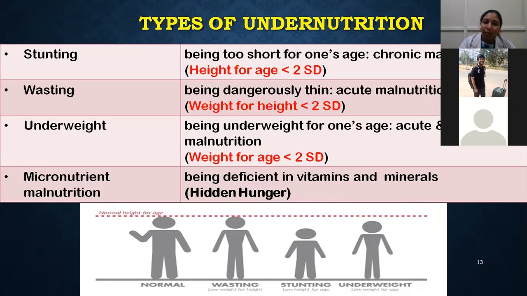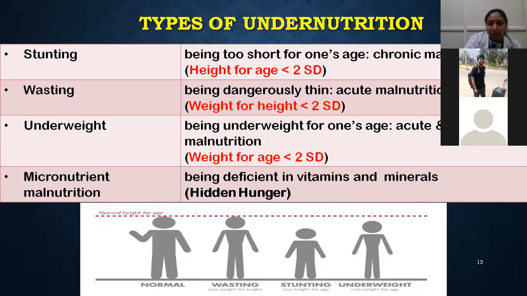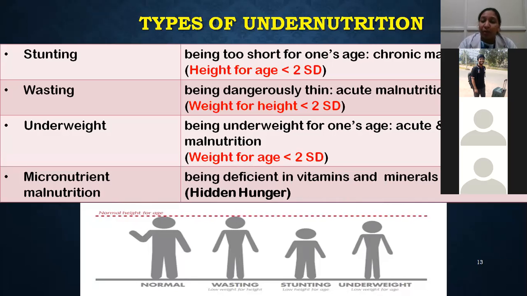And another one is underweight. So here the underweight child, if you see, compared to a normal child, has a little less height, and here the weight is also affected. Okay, mainly compared to the age, the weight is especially affected here. So weight for age is taken here. In wasting it is weight for height, but in underweight it is weight for age. So that is the very important difference between underweight and wasting.